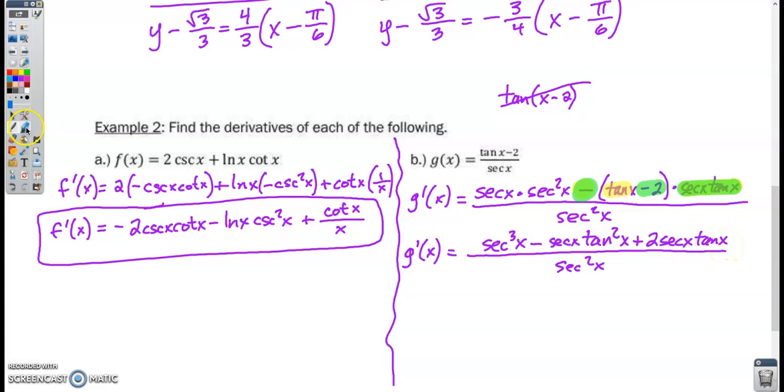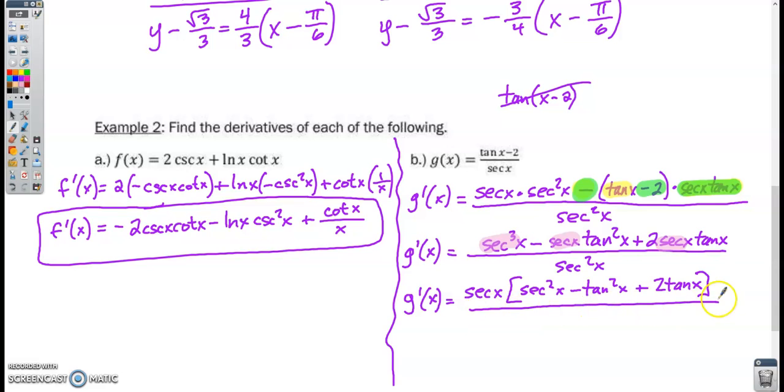Something you'll notice when you look at this numerator is that all of the terms contain a secant of x, and so I can factor a secant of x out of everything in the numerator. That gives me secant of x times the quantity secant squared of x minus tangent squared of x plus 2 tangent of x. Okay.